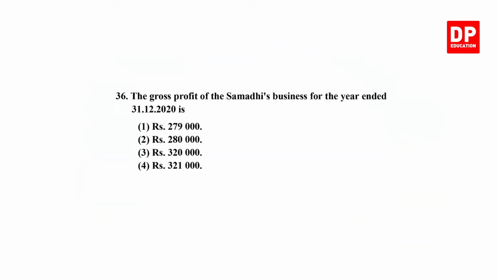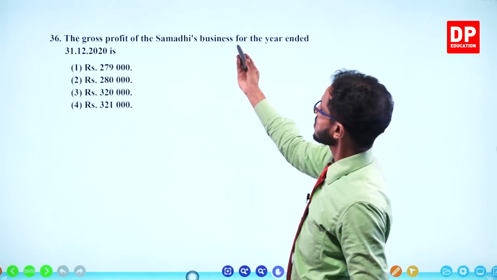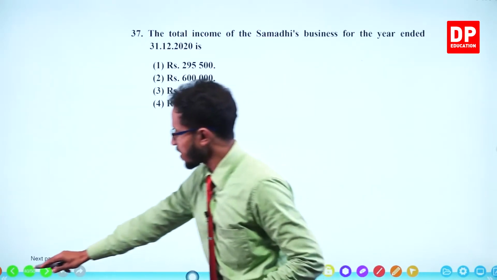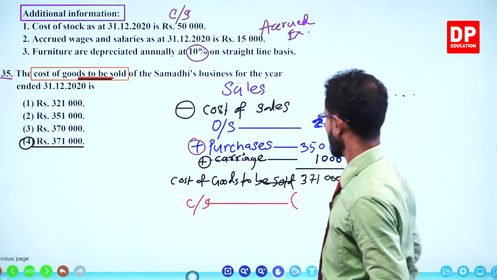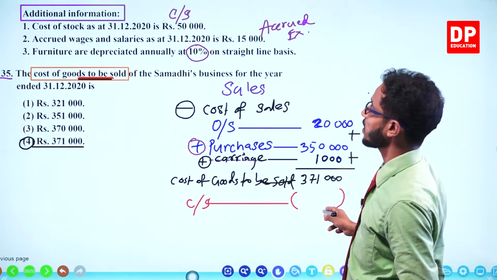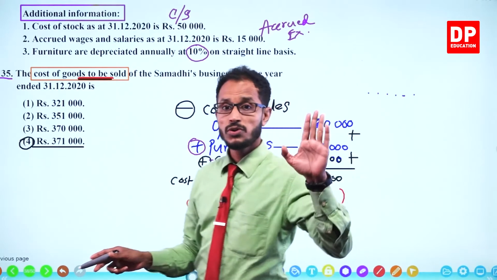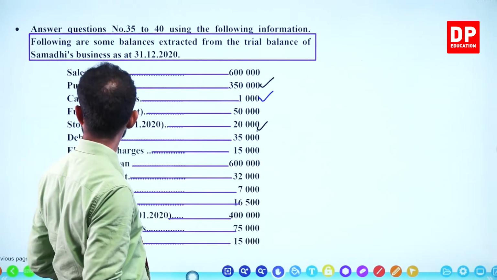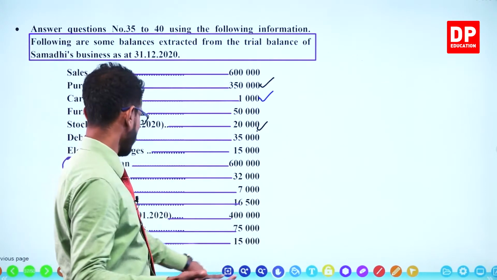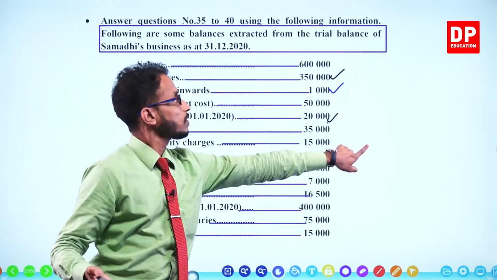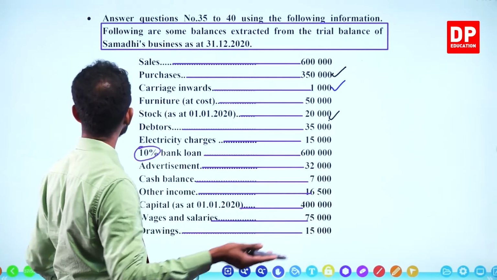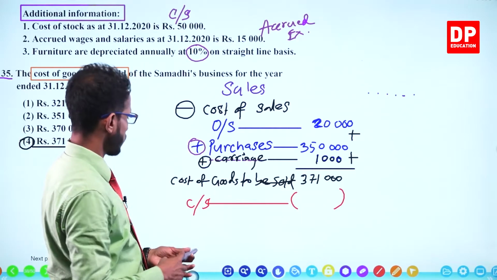It's the gross profit. Okay, let's find gross profit. It's easy now. The gross profit of Samadhi's business for the year. How to find gross profit? First of all, you must find cost of sales. I told you there's only one item to subtract, that is closing stock. Closing stock is not here. Closing stock is given in the additional information. Right here, see?